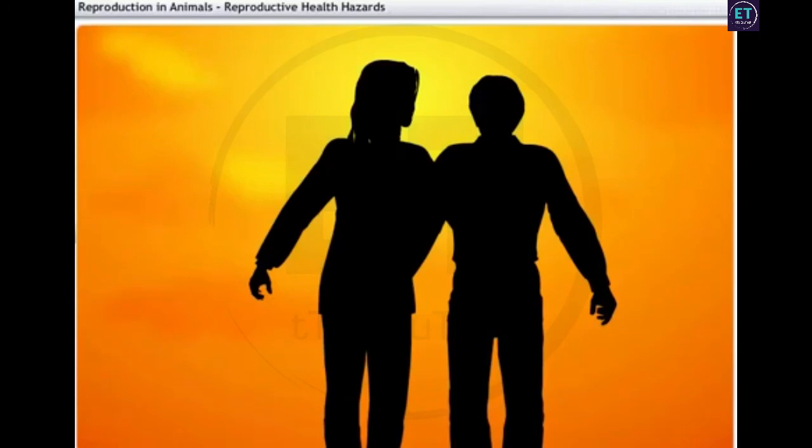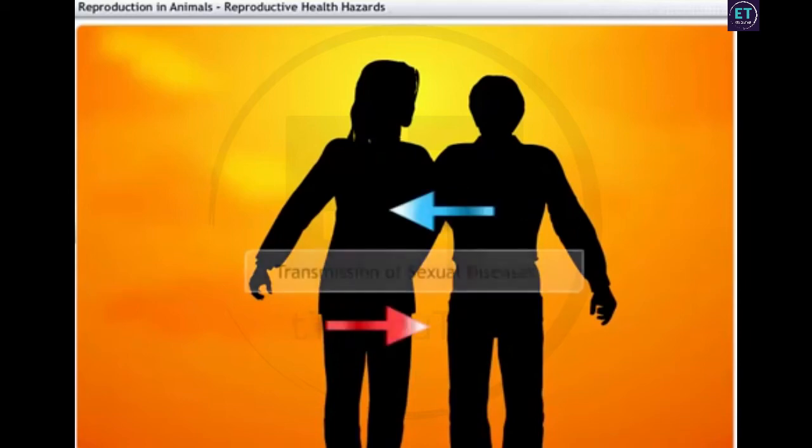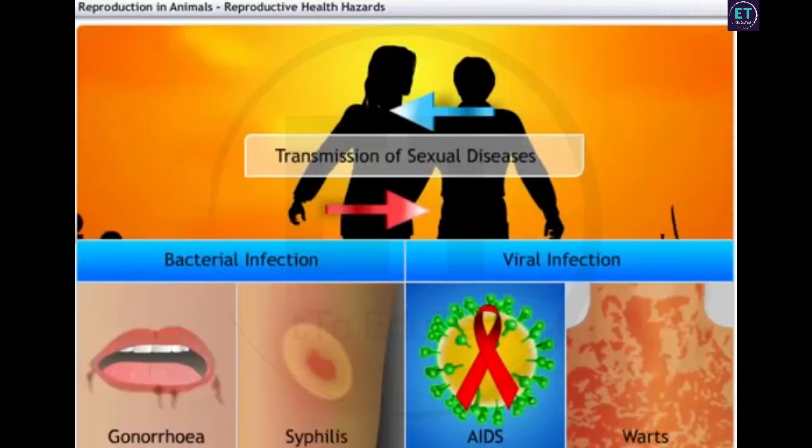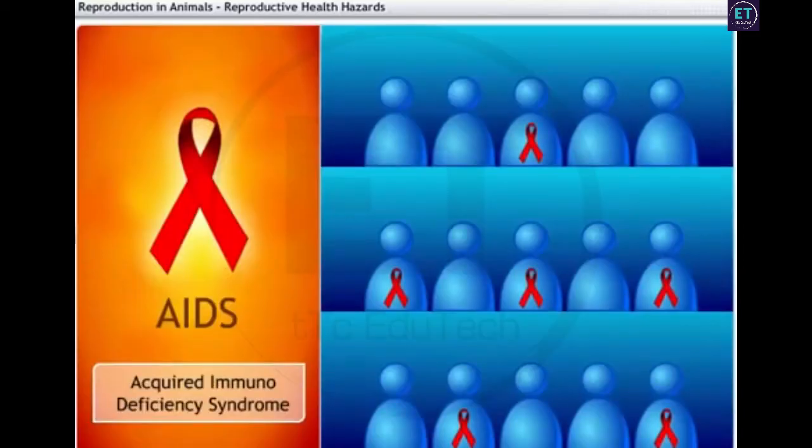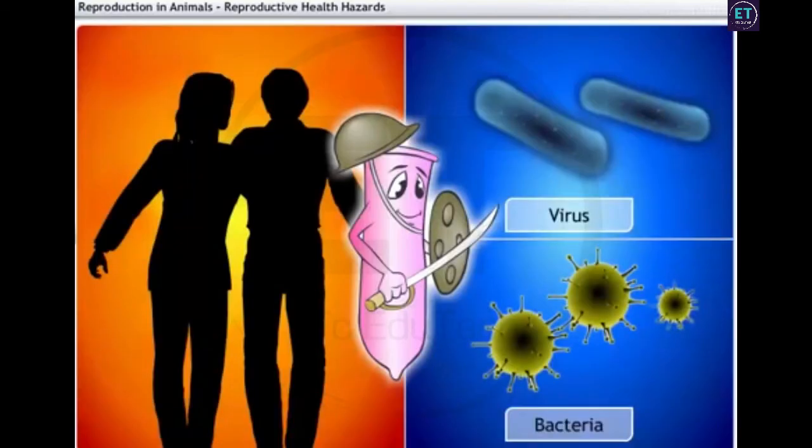During sex, there is close contact between bodies. Hence, this could result in the transmission of sexually transmitted diseases. Bacterial infections such as gonorrhea and syphilis, and viral infections such as warts and HIV or AIDS are some of the diseases that are transmitted sexually. AIDS, acquired immunodeficiency syndrome, is the infection that is causing havoc in humans today. Using a condom for the male reproductive organ during sexual intercourse helps prevent transmission of many of these infections to some extent. However, it fails if it is not used properly.